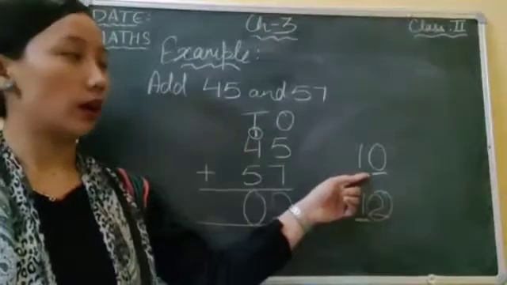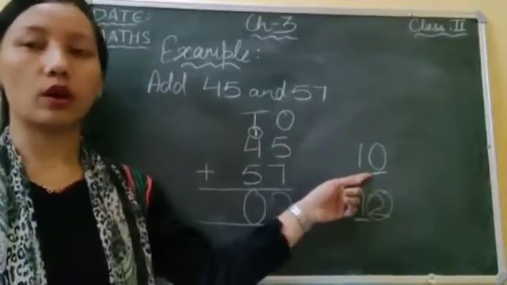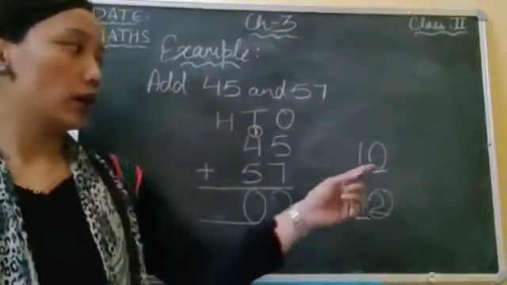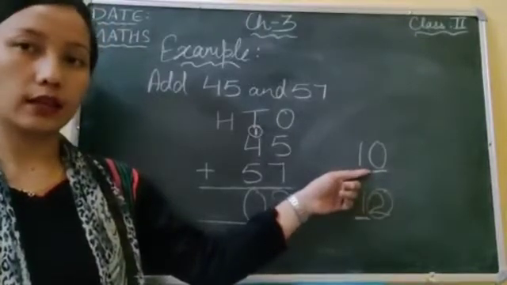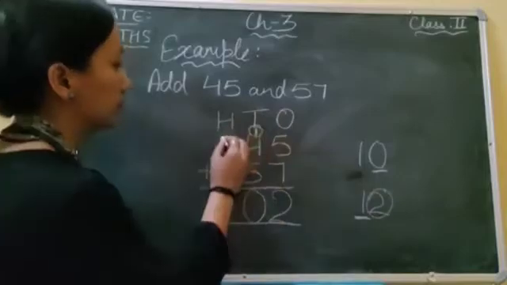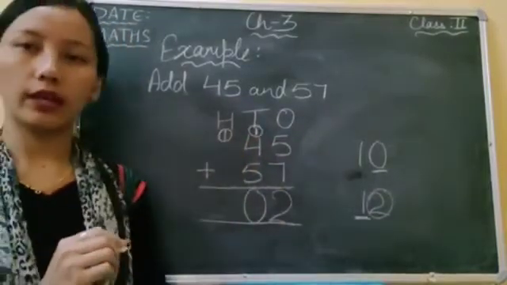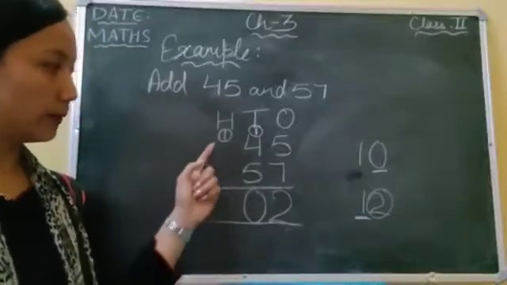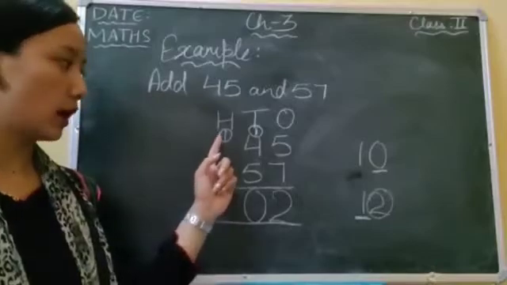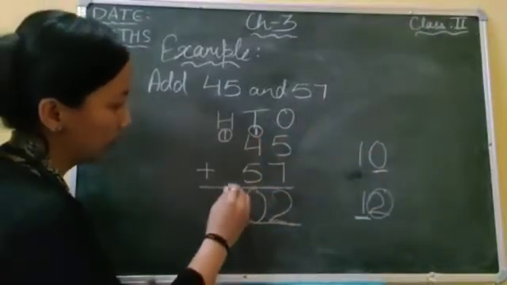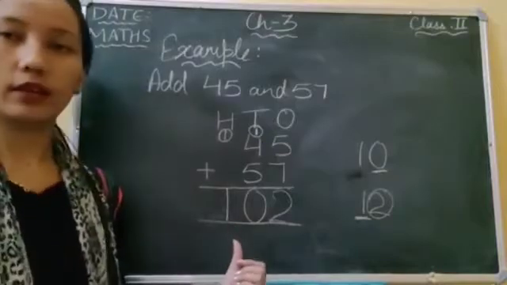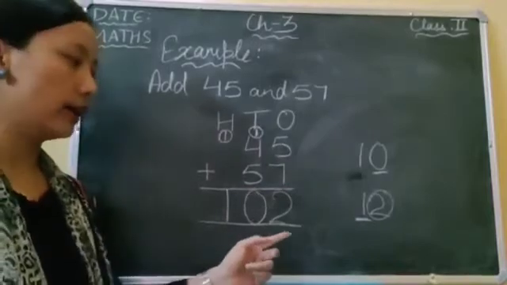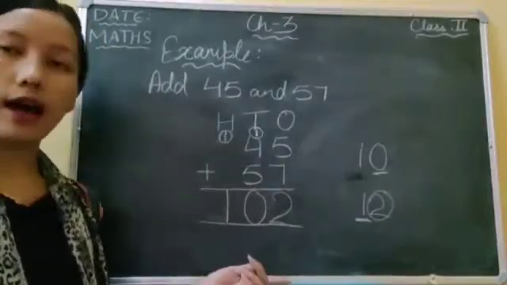So now we will create one more column of hundreds. Now take this 100 under the hundreds column here. Okay. Now let's add the hundreds column. Here we have only the carried forward digit, that is 1. So copy 1 under the hundreds column. Okay. That means 45 plus 57 is equal to 102. This is your answer.